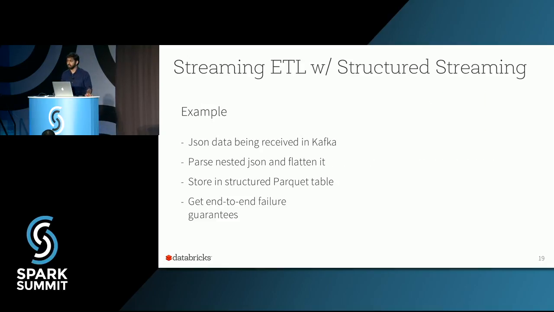Let's say you have data coming through Kafka. It is formatted as JSON. You need to parse that JSON. You need to unnest it because it's very nested, which most JSON data are. You need to flatten it. You need to do some data munging on it. And finally, you want to store it as a structured Parquet table. And you want to get end-to-end failure guarantees in this whole process.